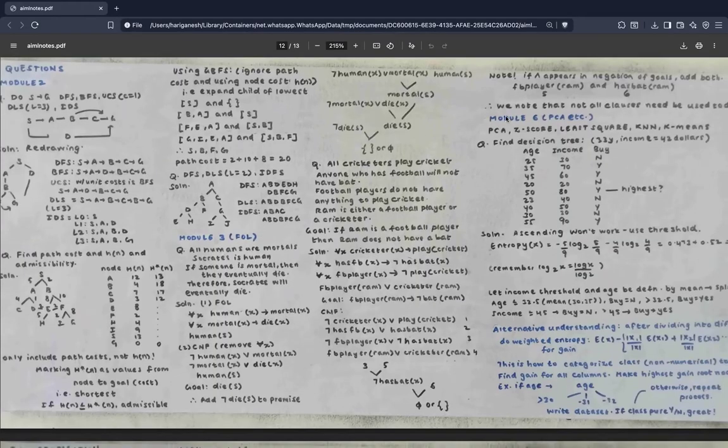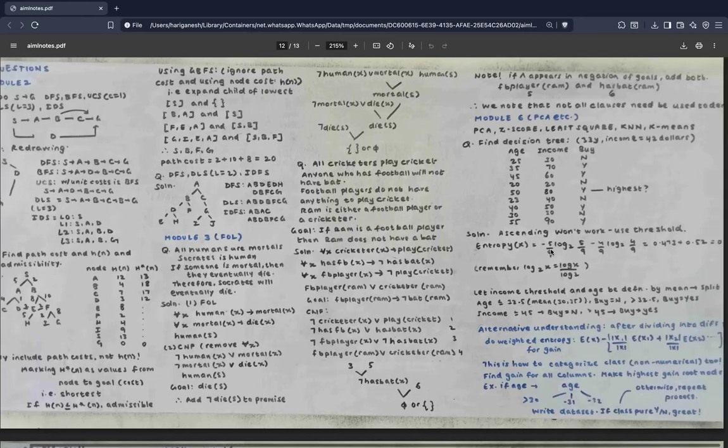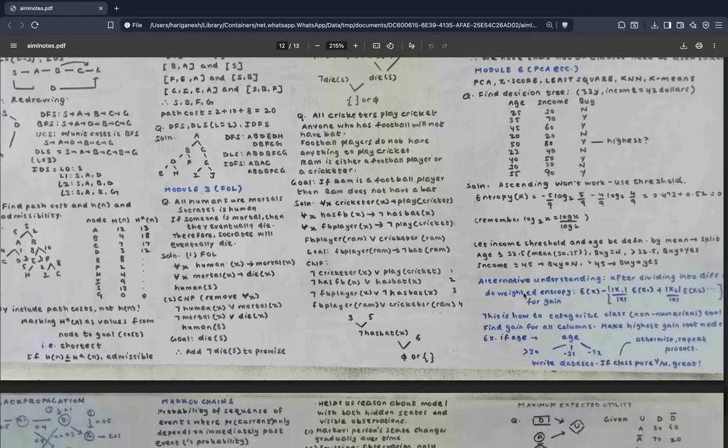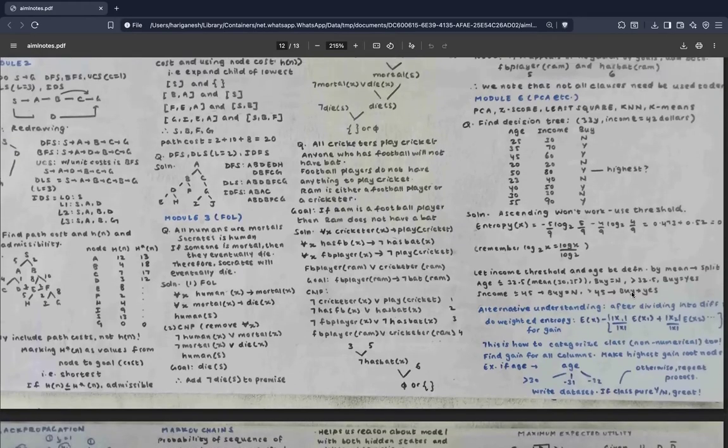The next is module 6. So decision trees. Here you have to use a threshold for each age and income. So the global entropy, you have to find minus 5 by 9 log 2 5 by 9 minus 4 by 9 log 2 4 by 9. Just something to remember: if your calculator doesn't have log 2, then log 2 of x is log x by log 2. So you define a threshold, you split age into less than or equal to 32.5, yes, and income less than or equal to 45.